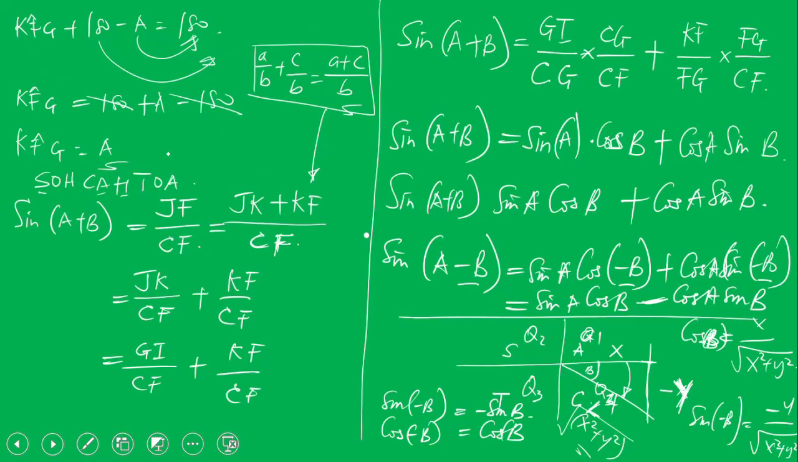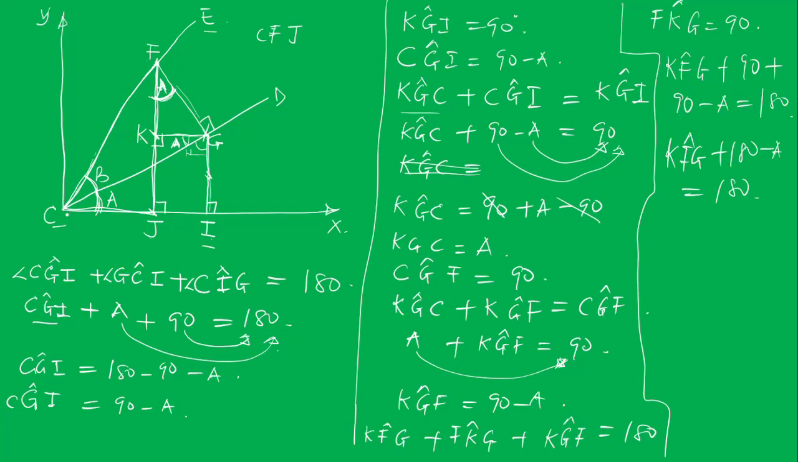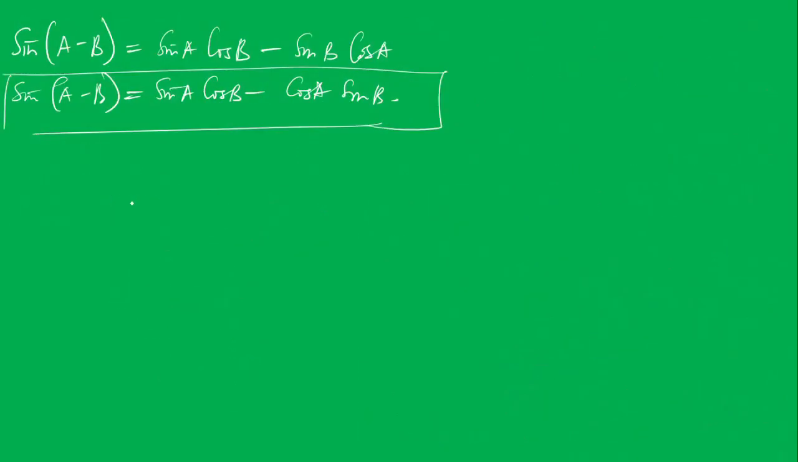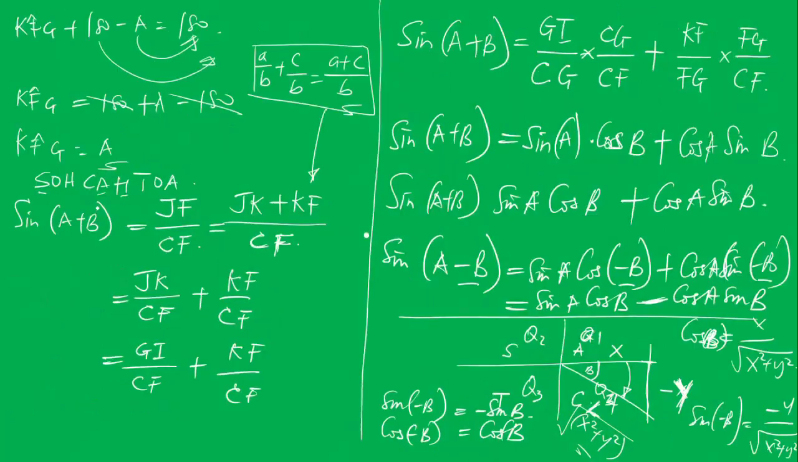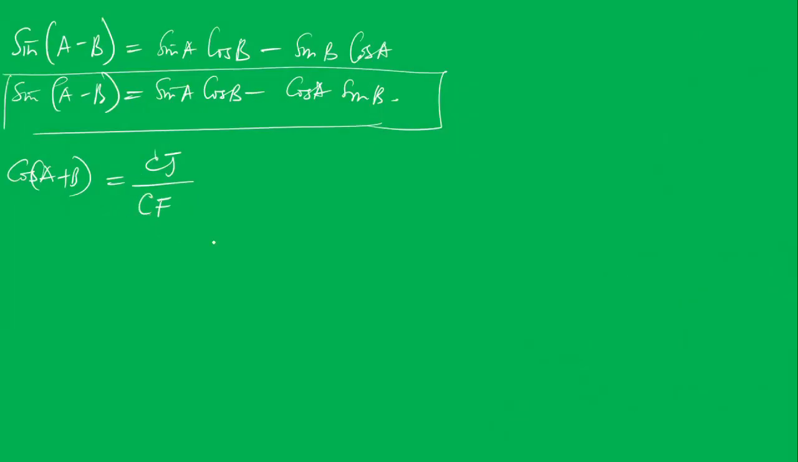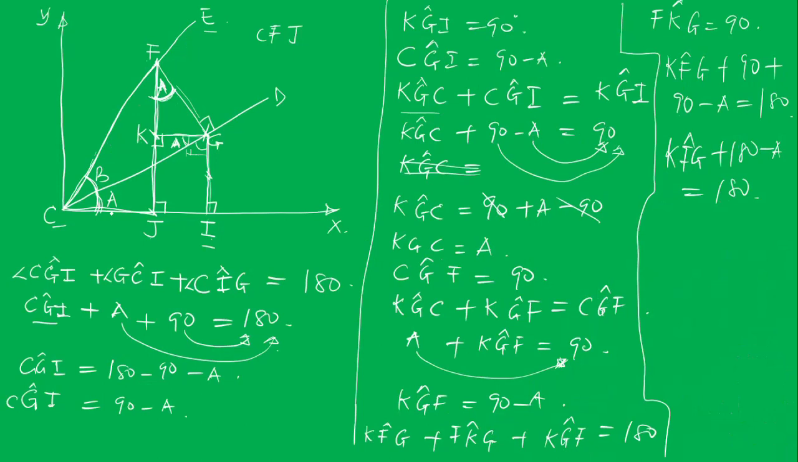Now, if you also look at the diagram, you see CJ is adjacent to this angle A plus B. So using SOHCAHTOA, you have cos A plus B equal to CJ all over CF. Now, we needed to express cos A plus B in terms of angle A and angle B.